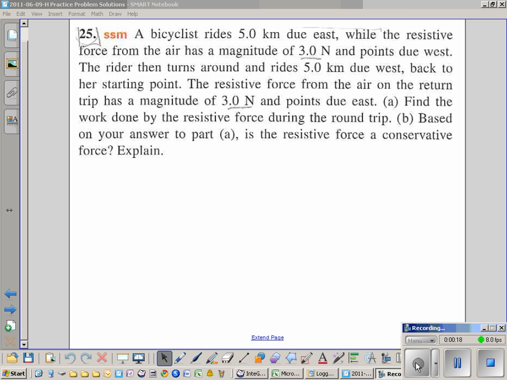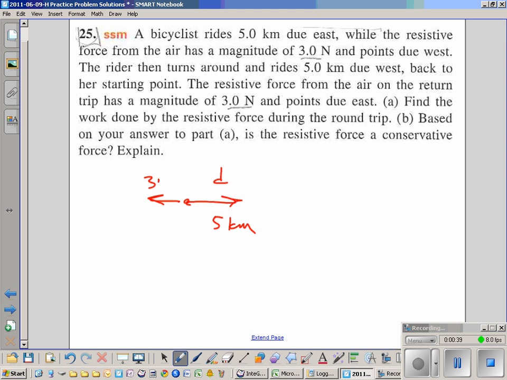Well, no matter what the case is, we have the bicycle rider going one way and the force going the other way. In each case we have a displacement of 5 kilometers, or 5,000 meters, and a resistive force going this way of 3 newtons. We know that the work done by the force is F dot D as vectors, or, so we can calculate it mathematically, F D cosine theta.